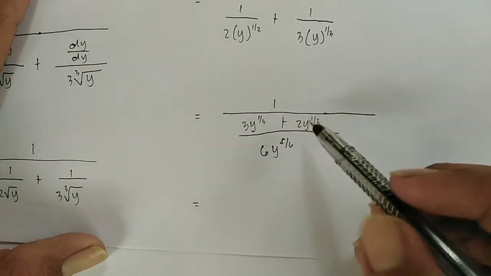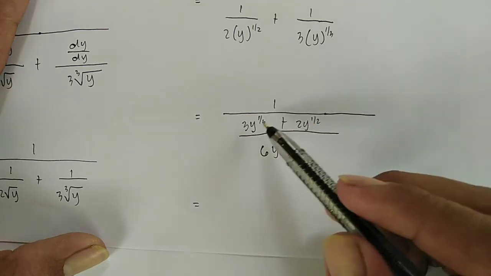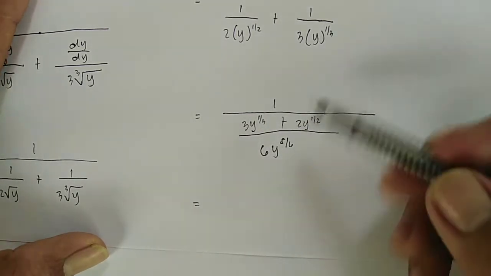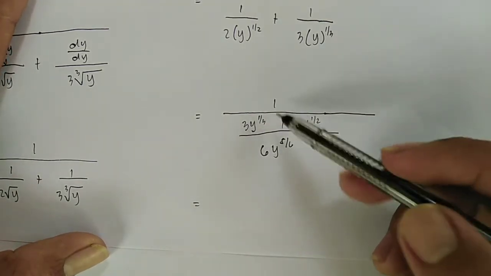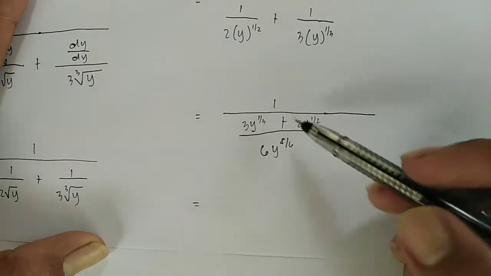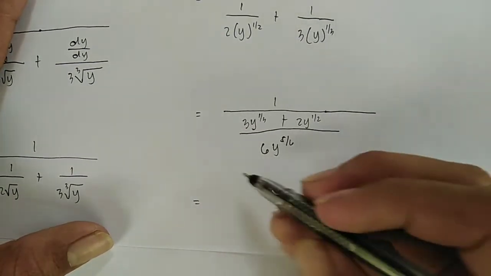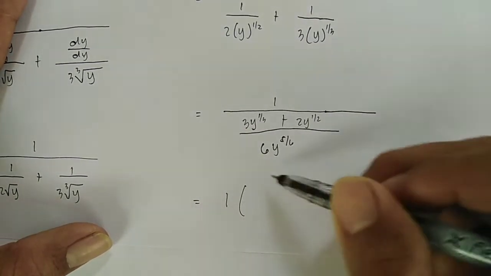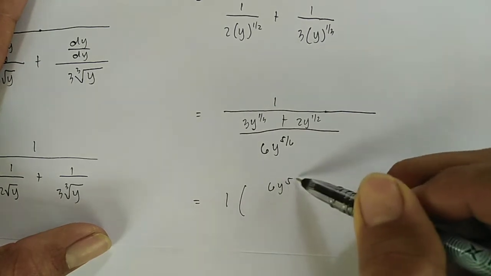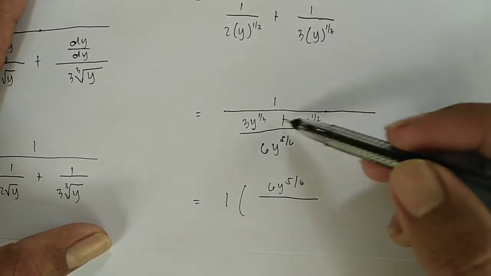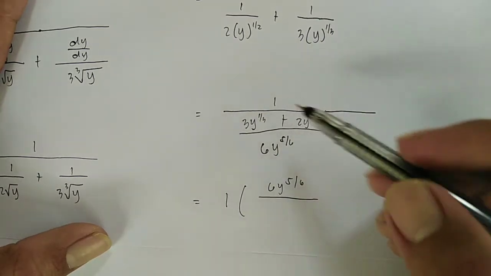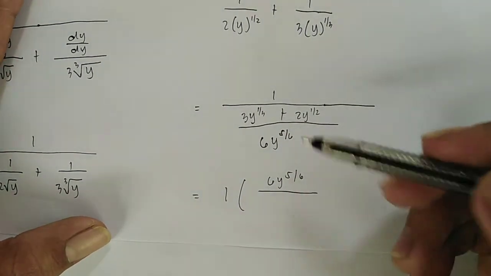Since hindi na yan ma-simplify, simplify natin lahat ang buong expression. So simplifying rational expression, magiging 1 times 6y to the power of 5 over 6, getting the reciprocal of the denominator, and then multiply to the numerator. Yan yung paraan pag-divide ng rational expression.